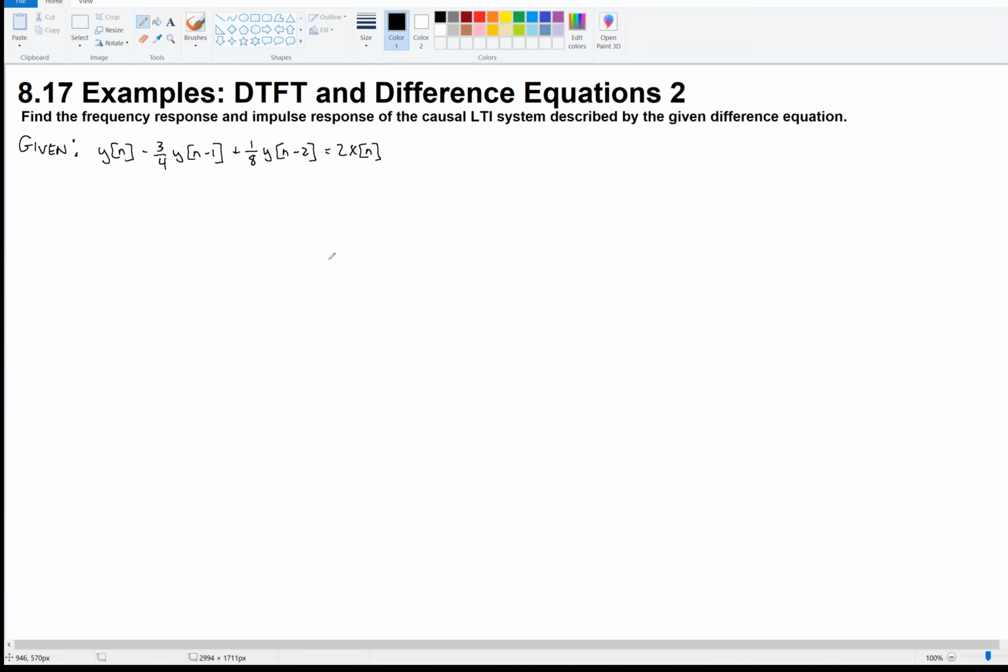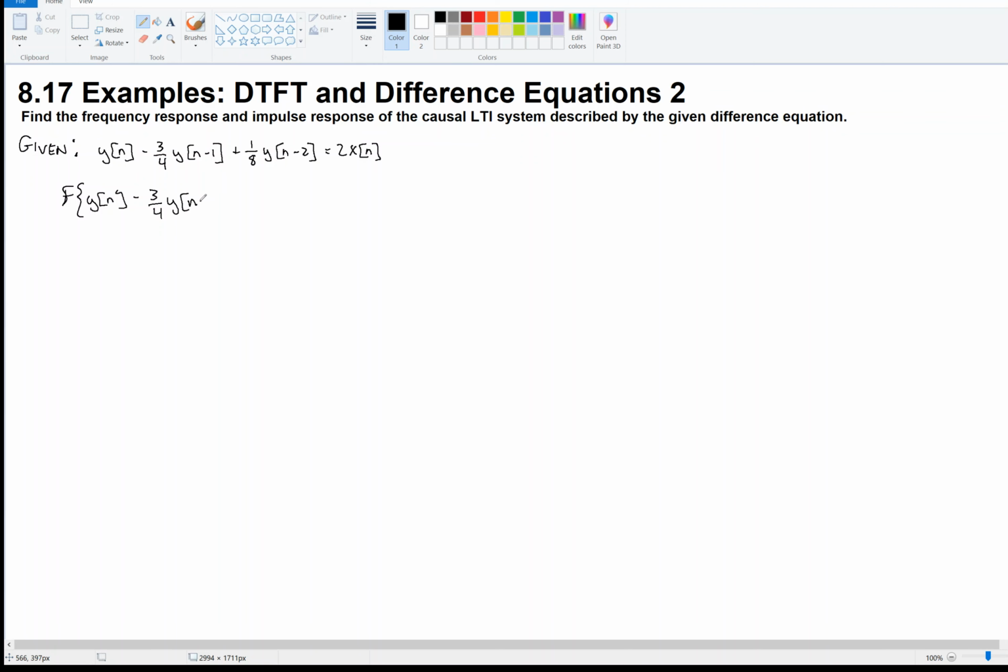This is another example of how to find the frequency response of an LTI system given a difference equation. So this is going to apply the discrete time Fourier transform to difference equations. Given this difference equation, we're trying to find the frequency response and the impulse response. Let's do it. The first thing I'm going to do is take the Fourier transform of both sides.